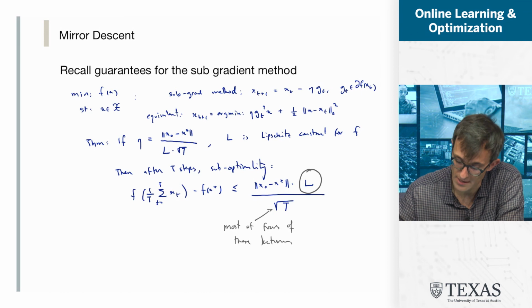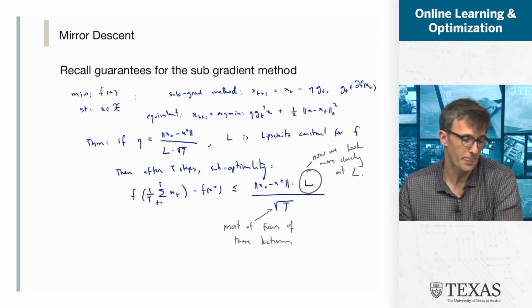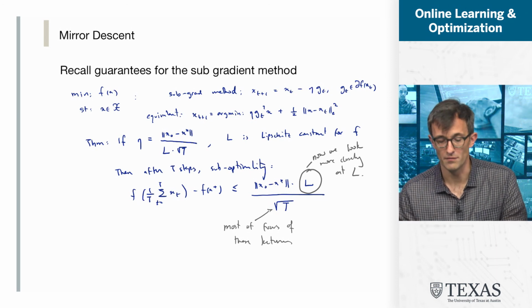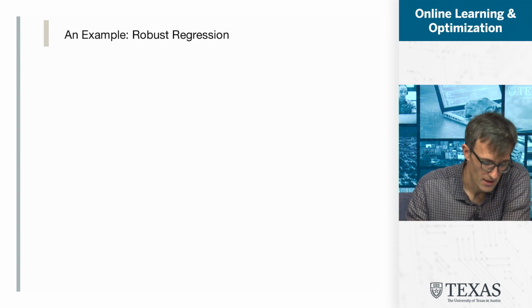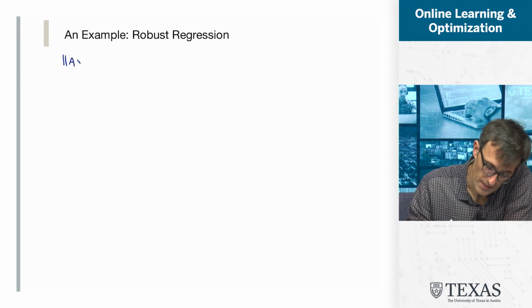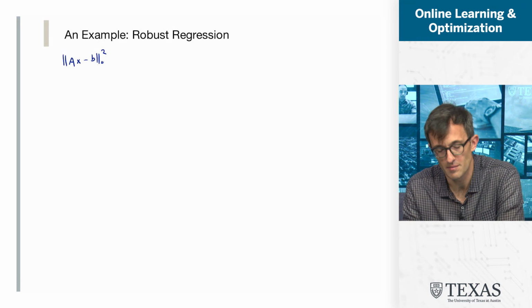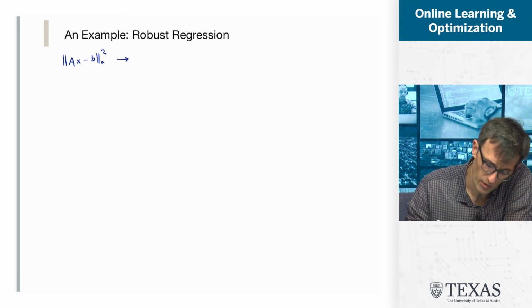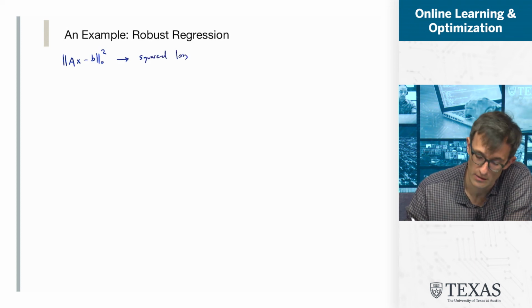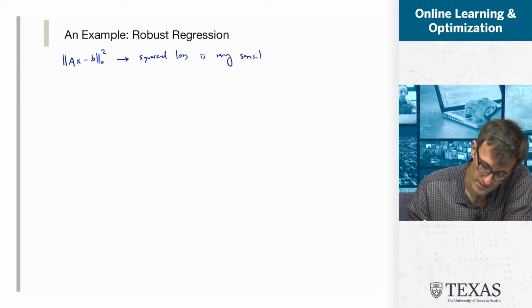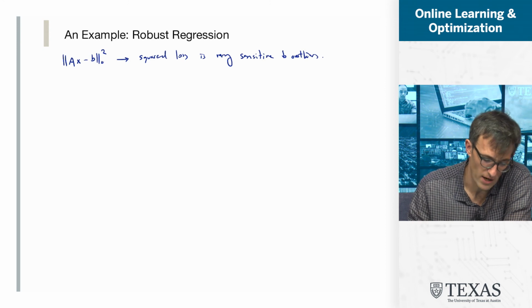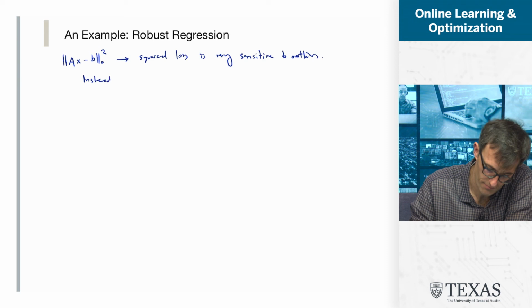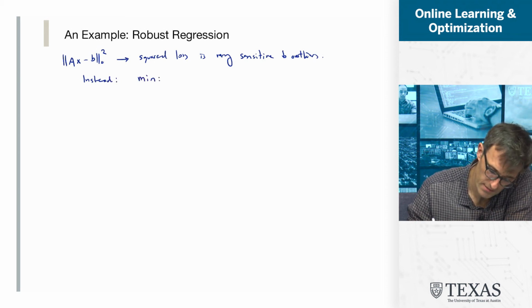But now it's time to turn to L, a little more carefully, a little more closely at L. And let's do this through a specific example of robust regression. Typically, in ordinary least squares, we try to minimize the norm of Ax minus b squared. But as we've talked about and has been observed in many settings, squared loss can be very susceptible to outliers, very sensitive to outliers. So instead, what we could try is the L1 loss. So we could try to minimize the L1 norm of Ax minus b.